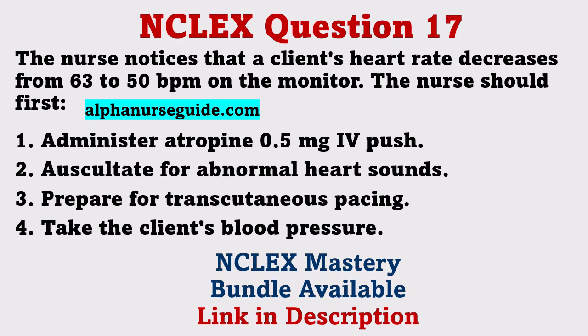The correct answer is 4. Take the client's blood pressure. The nurse should first assess the client's tolerance to the drop in heart rate by checking the blood pressure and level of consciousness and determine if atropine is needed. If the client is symptomatic, atropine and transcutaneous pacing are interventions for symptomatic bradycardia. Once the client is stable, further physical assessments can be done.